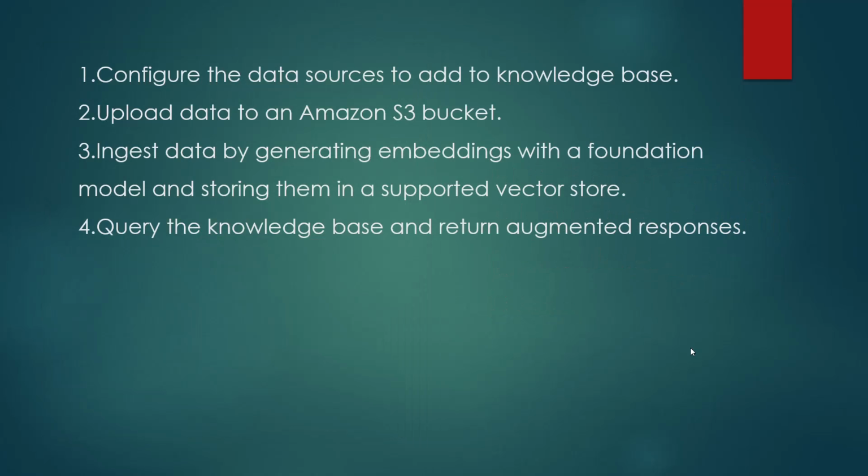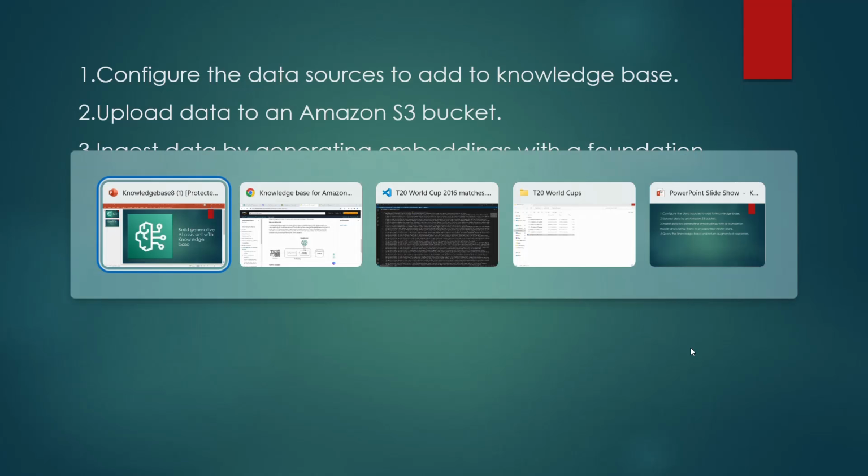In this demo, we are going to perform the following four steps. The first step is we are going to add the data source to the knowledge base. We are uploading one data set to the Amazon S3 bucket. So we are ingesting the data by generating the embeddings with foundation models, and storing them into a supported vector store. And finally, we are going to query the knowledge base, ask questions, and see the response. So let me get into documentation.